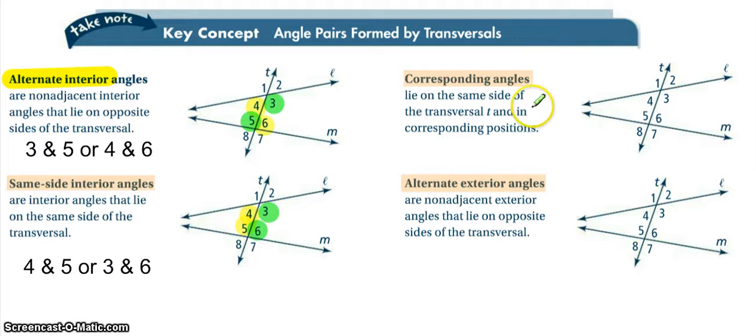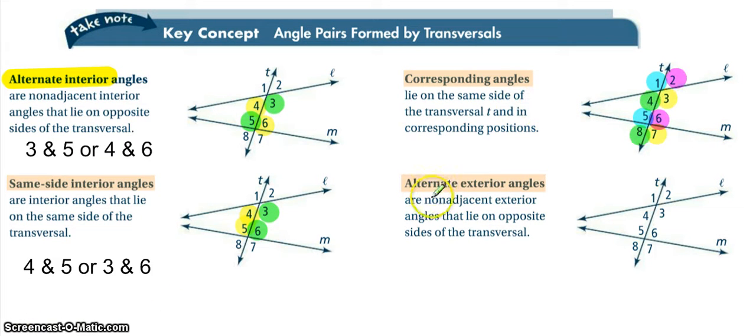Corresponding angles are on the same side of the transversal. So here if I start with 1 and 5, they're both on the left of the transversal and in corresponding position, so meaning above the other line. So 1's above L and 5 is above M. So go ahead and see if you can figure out the other 3 pairs of corresponding.